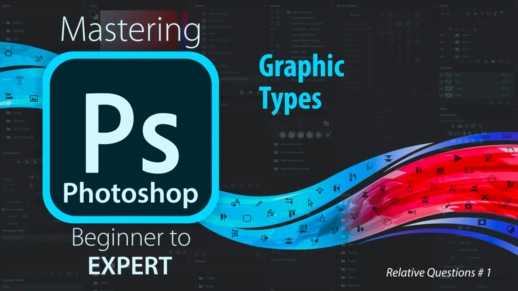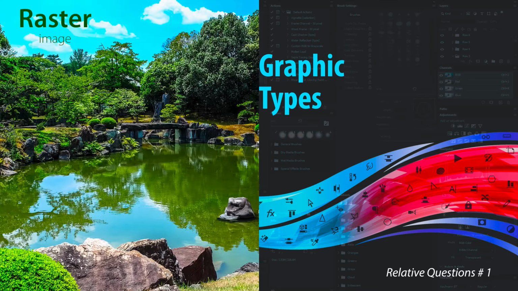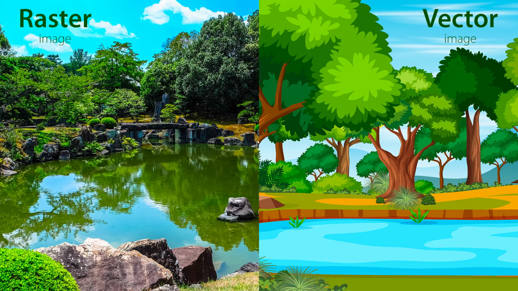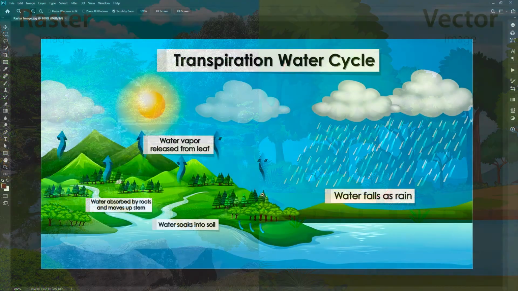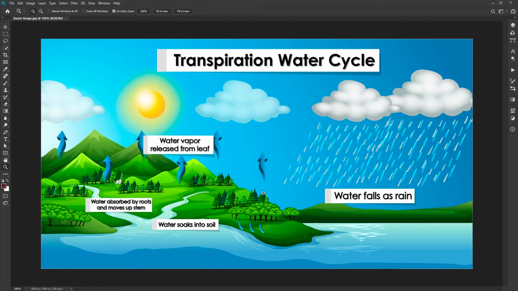There are generally 2 types of graphics. First one is raster and second is vector. There are tools to work on a single or both kinds of graphics. Photoshop is a tool to work on raster images.